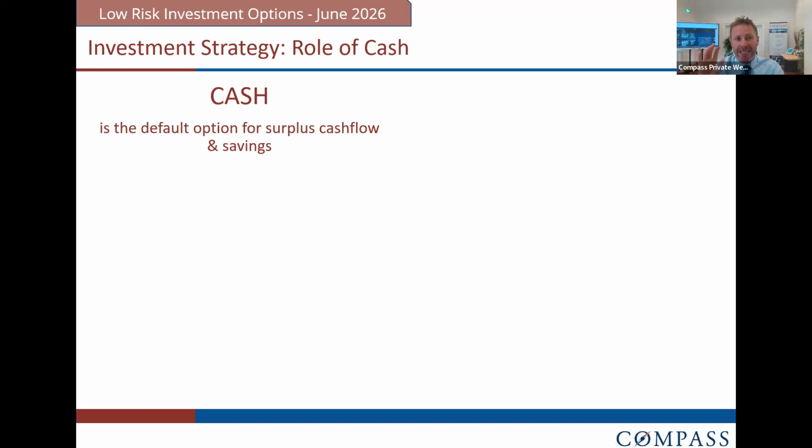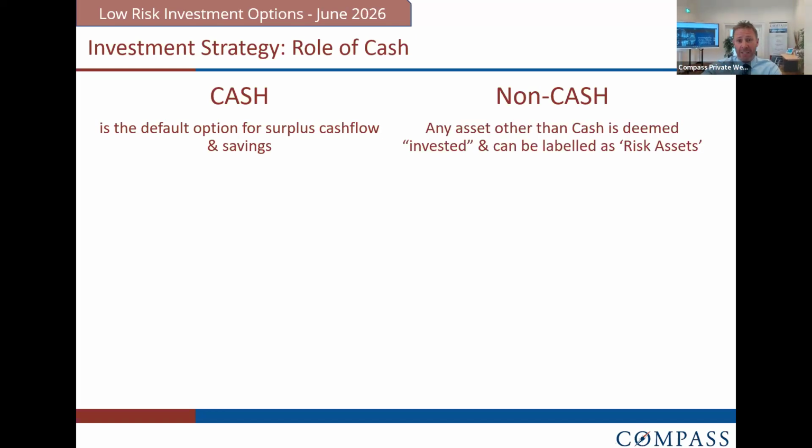So it's the default option for surplus cash fund savings. People get rent in cash, people get salary in cash, they get bonuses in cash, they get windfalls in cash. So it's always the default asset class. And I look at it very simply: you've got cash and you've got non-cash. And everything that's not in cash really should be labeled a risk asset. Now, you could argue that cash over the long term is riskier than equities because you lose purchasing power. But in simplistic terms, let's just look at cash versus non-cash.